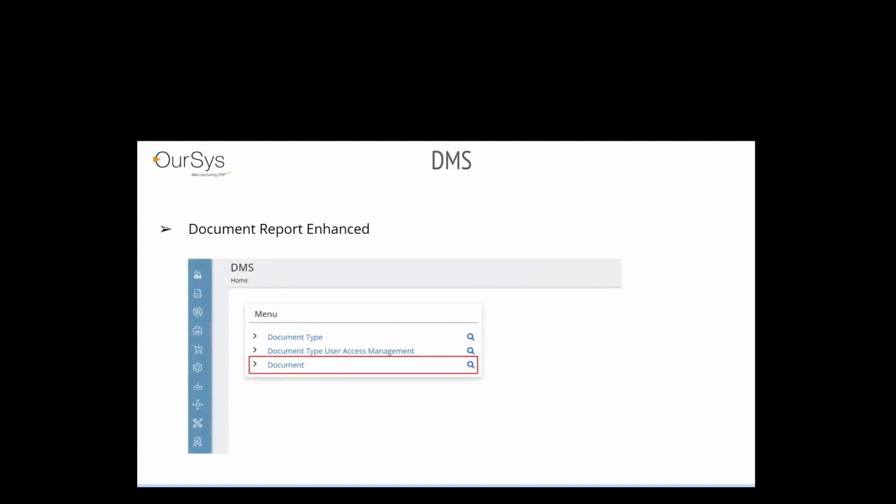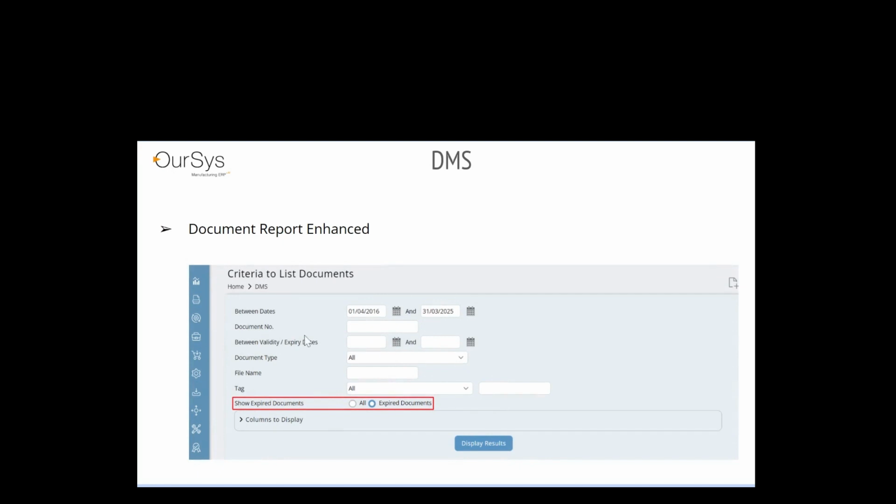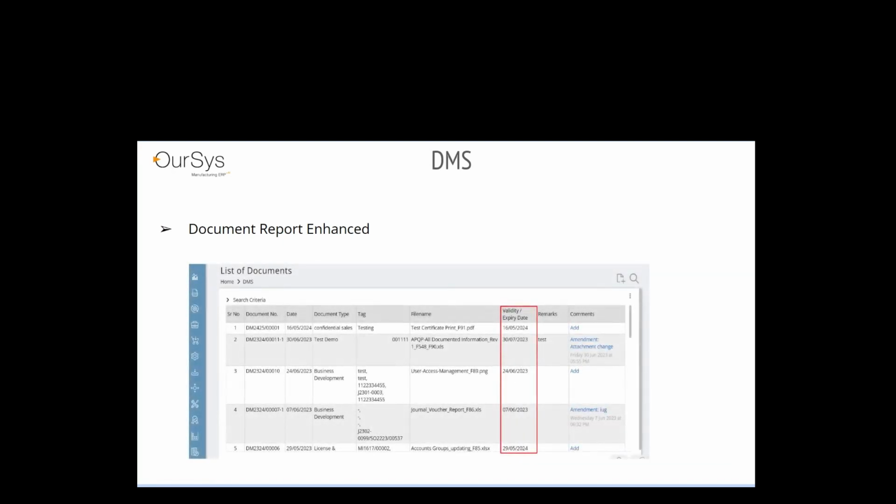So here you can see under the DMS module we have a link called document. Under the search edit of the document, we have given you a checkbox where you can select if you want to see the expired documents. The system will only show you the documents which are expired.